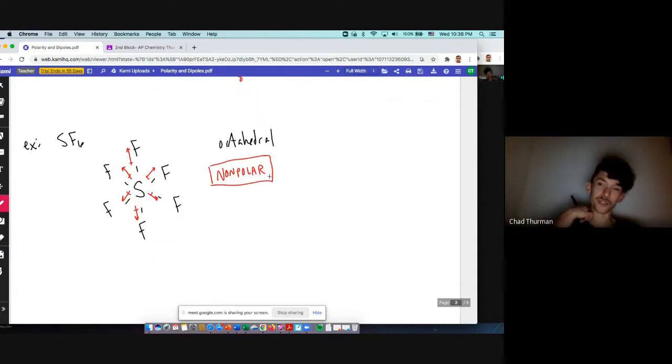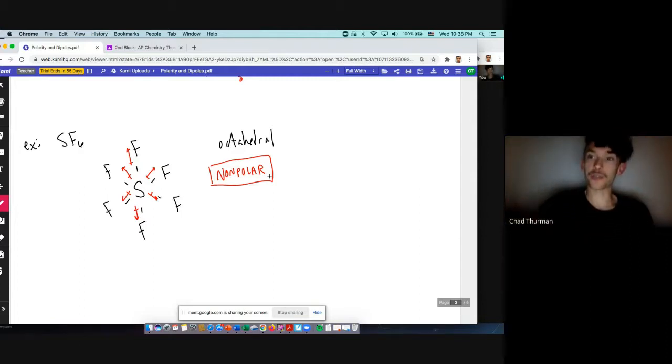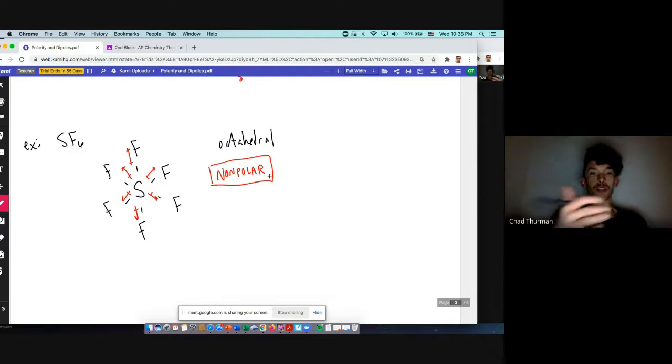If you're having difficulty thinking about the arrows and whether or not they cancel, it does require you to picture the shape 3-dimensionally. So you may want to spend some time today Googling the different shapes or looking at the resources I've posted on the classroom to really familiarize yourself with the 3-dimensional shape. But yeah, the idea is if it's perfectly symmetrical, the dipole arrows will cancel and it will be nonpolar.